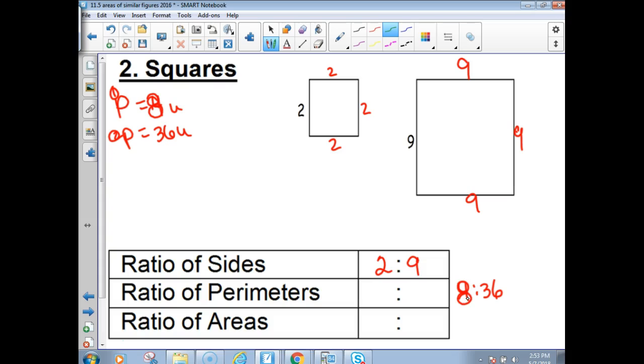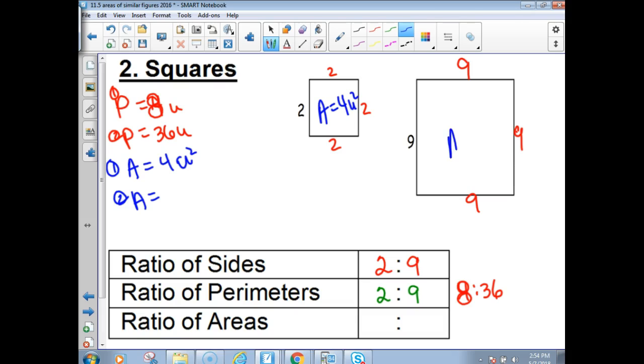36 is correct. Now, this reduces, but what do we divide both of those by? The common factor would be 4. 8 divided by 4 is 2. 36 divided by 4 is 9. The ratio of the perimeters is supposed to come out to be the same as the ratio of the sides. All right, now let's look at area. Glad somebody spotted that. I was on the spot. All right. Area of the first figure. Now I'm going to get that part right. Area of this thing will be 2 times 2, which is 4 square units.